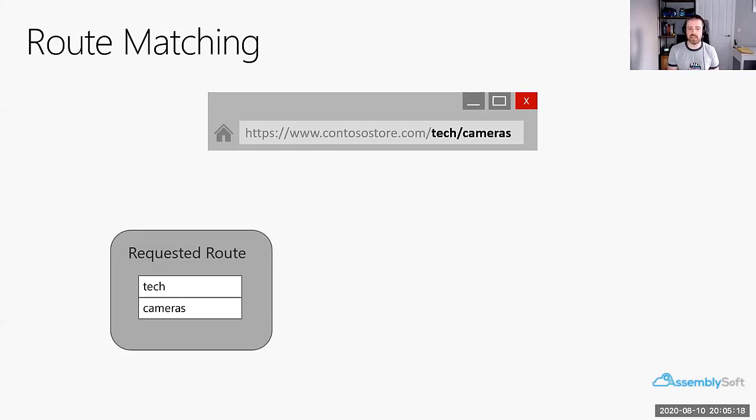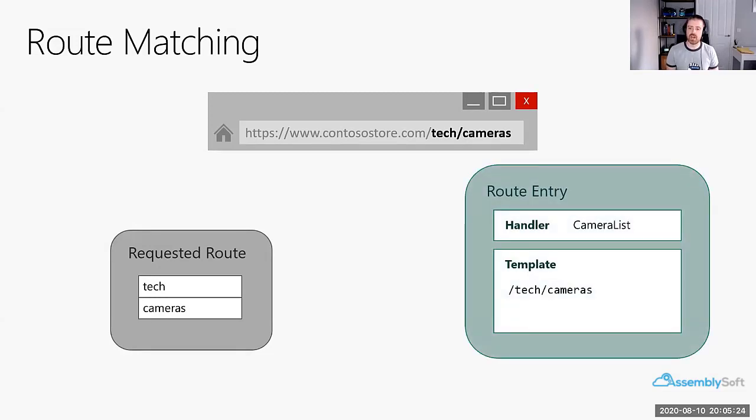And then it compares those against what it's got in its routing table. So if we look at a route entry, as I mentioned earlier, it records the handler and the route template, but actually it doesn't record it the way I insinuated earlier. It doesn't record it as that full string. What it actually does is break it down into segments as well. So you end up with this template with however many segments there are in it. In this particular route entry, we have a component called camera list, and that has a template defined as tech/cameras. So first of all, the router does a really basic check. It checks to see if the number of segments in the route entry and the requested route are equal.